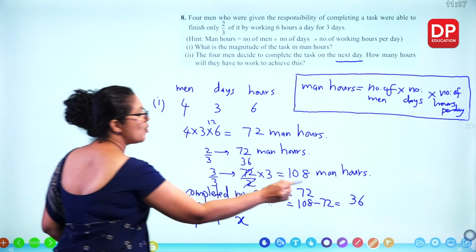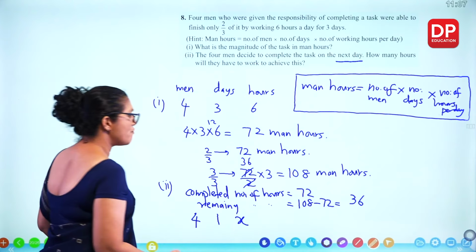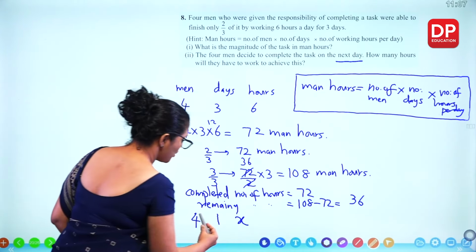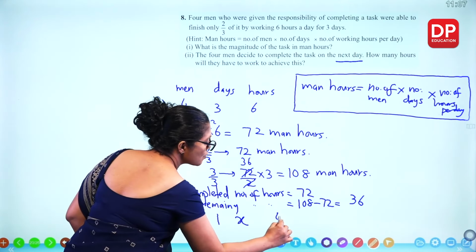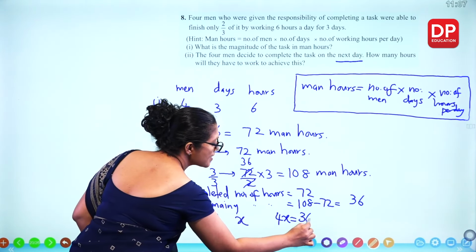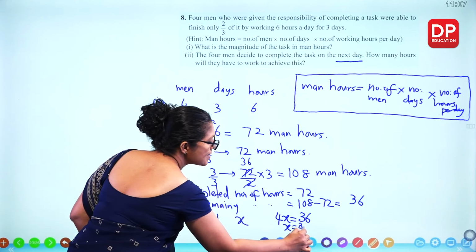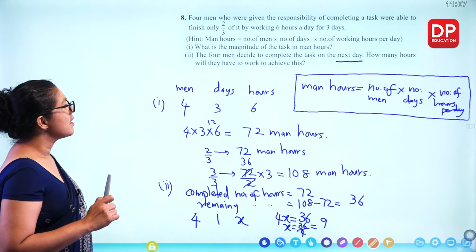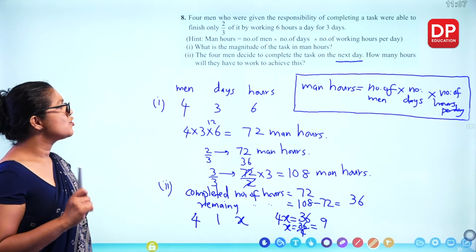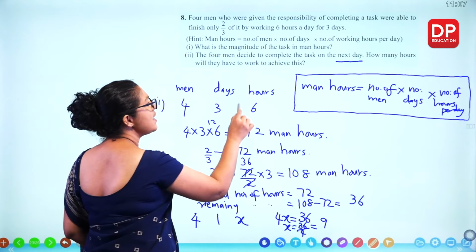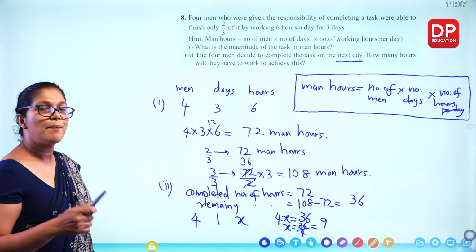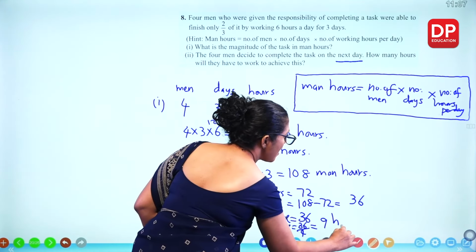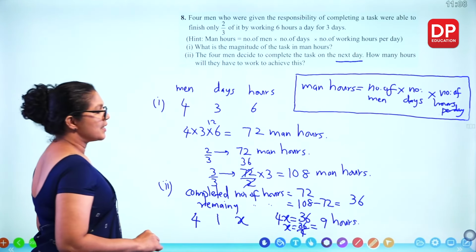So here we know the remaining number of man hours is equal to 36. So 36 is equal to 4 times x. So 4x equals 36. So what is x? 36 divided by 4, you get 9. So that means those 4 men need to work for 9 hours per day to complete within 2 days. So here this is 9 hours they have to work.